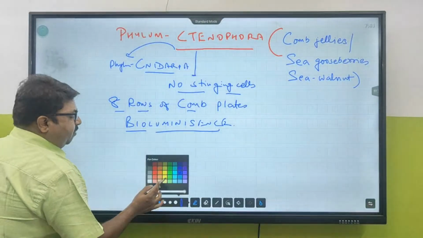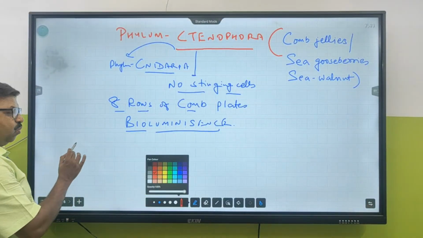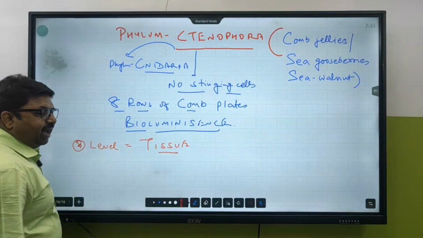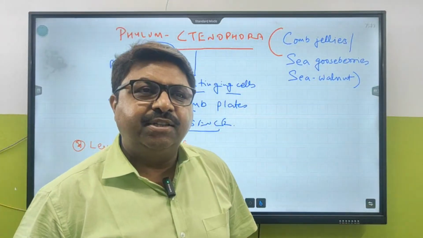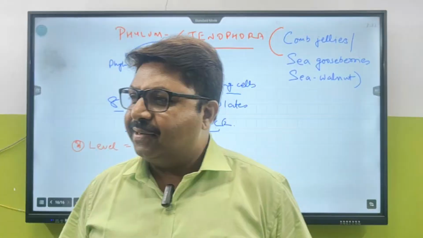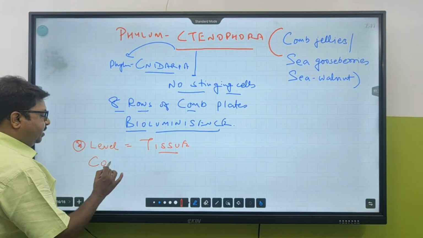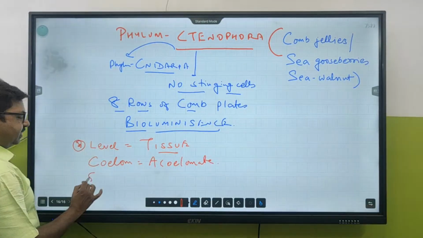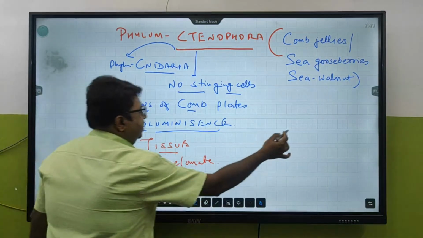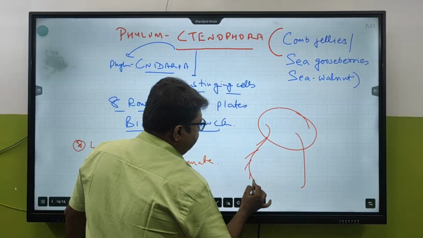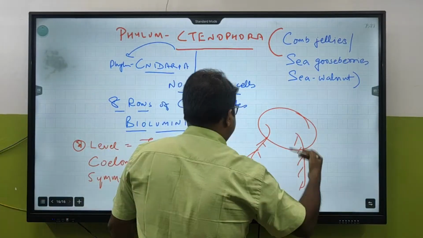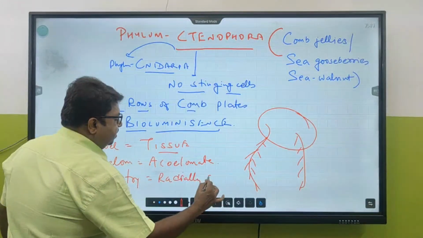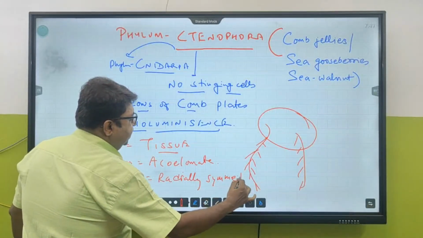Phylum Ctenophora, tell me what kind of symmetry and what level of organization you can expect them to have. Yogesh, tell me. Cnidarians were having tissue level. Tissue level of organization. Clear? What about their coelom? Acoelomate. Okay. Tell me the symmetry. It's very important, seeing the diagram. This is the comb jelly-like structure. Symmetry: radial. They are radially symmetrical.